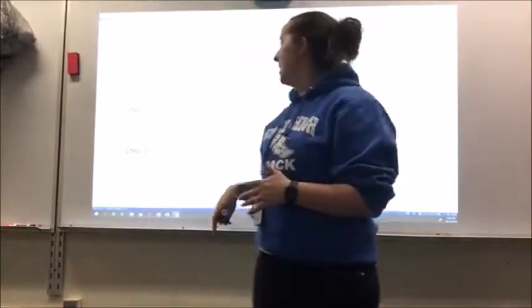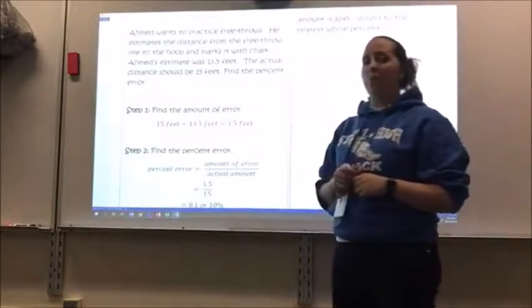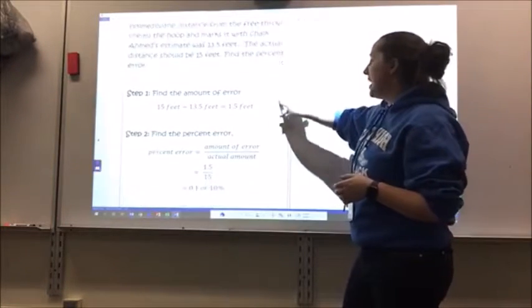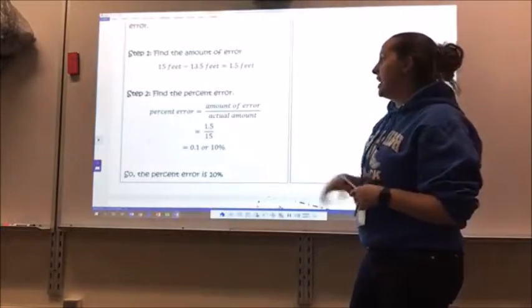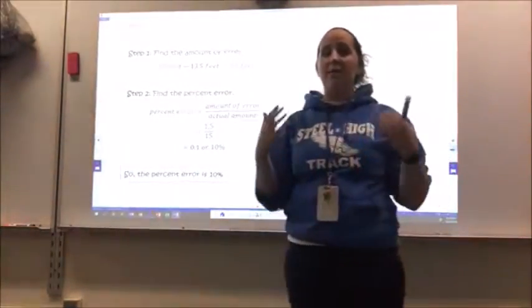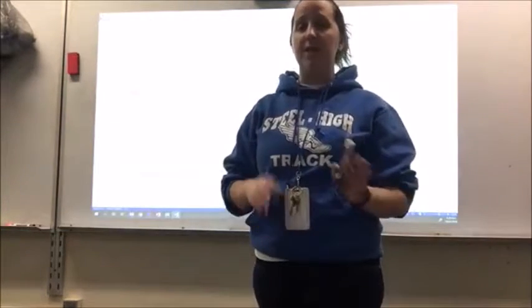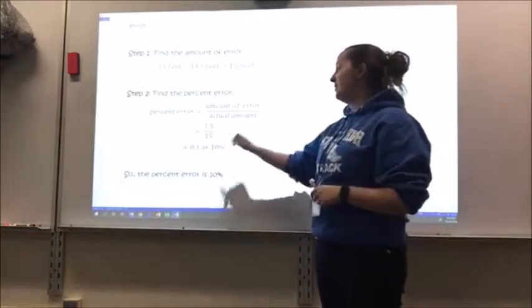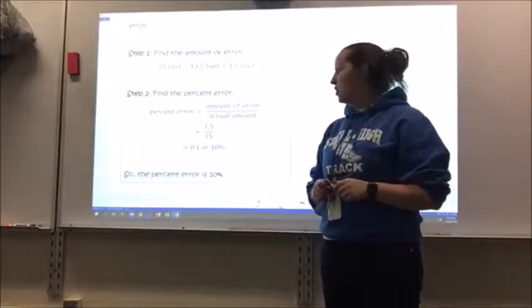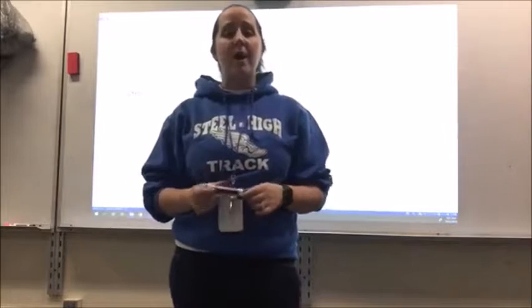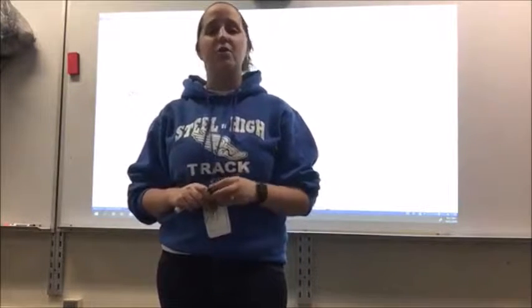The two numbers they gave me were 15 and 13.5. So I subtract them. 15 minus 13.5 is 1.5 feet. That's step 1, I subtract my numbers. Step 2 is finding the percent error. I take the amount of error, which was 1.5, divided by my actual amount, what it should have been, 15 feet. So I take 1.5 divided by 15, which is 0.1 or 10%. So the percent error is 10%. All right, there's also a try it problem on this page. I want you to go ahead, pause the video, try it out, and when you're done, we'll go over the answer together.